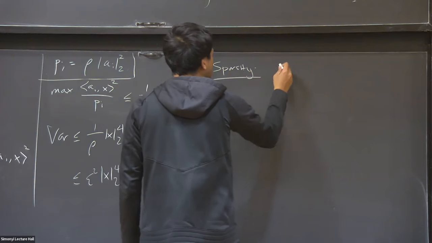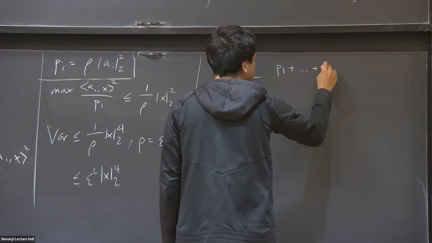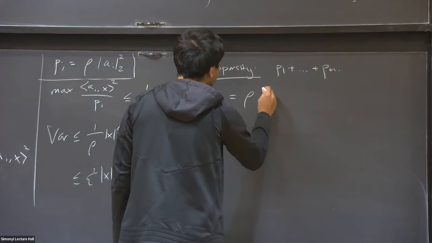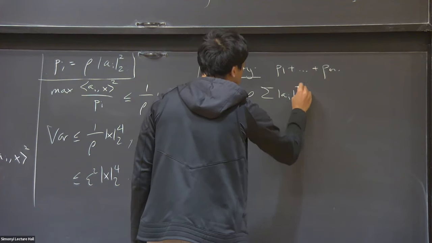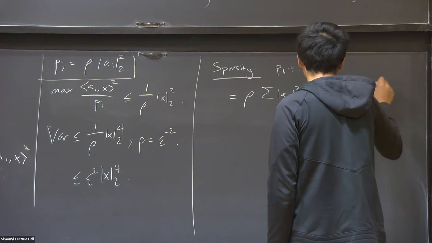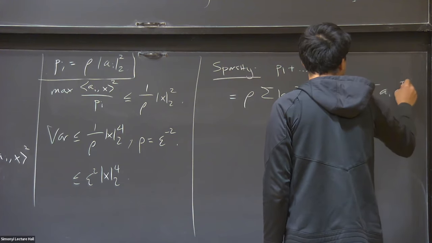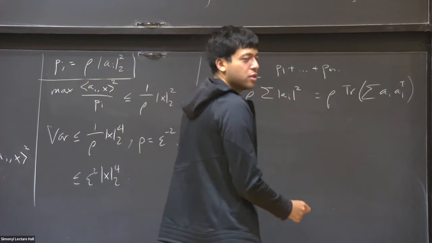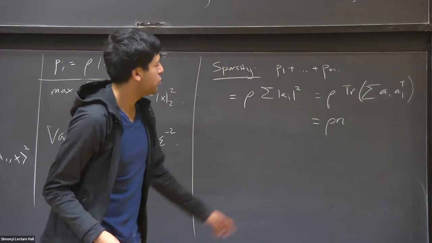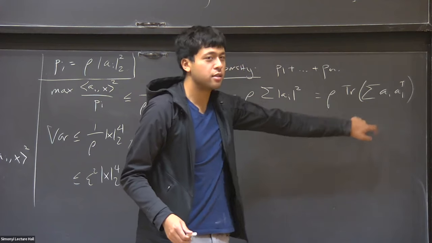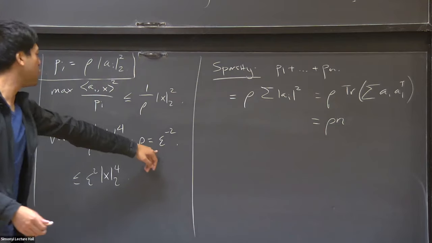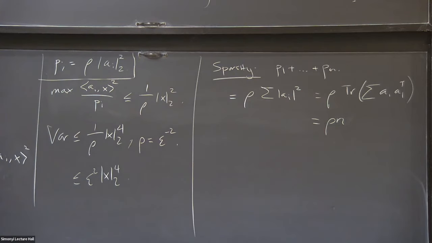The sparsity is going to be the sum of the pi, right? That's the first part. So this sum is rho times the sum of the squared norms of ai, which is rho times the trace of the sum of ai ai transpose. And because of our isotropic assumption, because it's identity, this is rho times n. So that's where the n comes from. That's the trace of that. So the sum of these sampling probabilities is n. That means I got n terms, and rho is about 1 over epsilon squared. So that's where the n over epsilon squared comes from, basically.